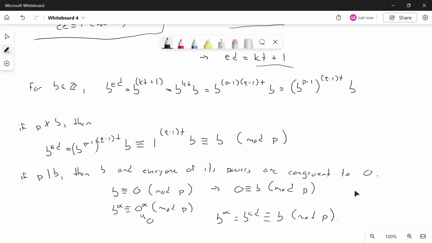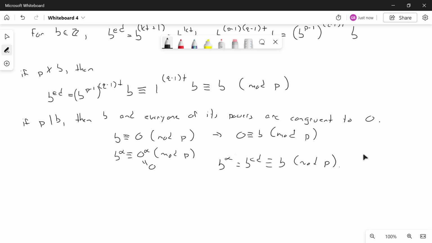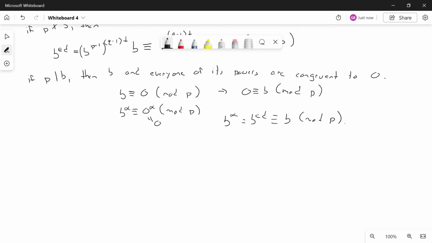Now, we could make the same argument, and I'm not going to prove it because it's exactly the same argument. We can do exactly the same thing with Q, because remember, P and Q are relatively prime. So I'll just make a note here. A similar argument shows that B to the power ED is congruent to B mod Q.